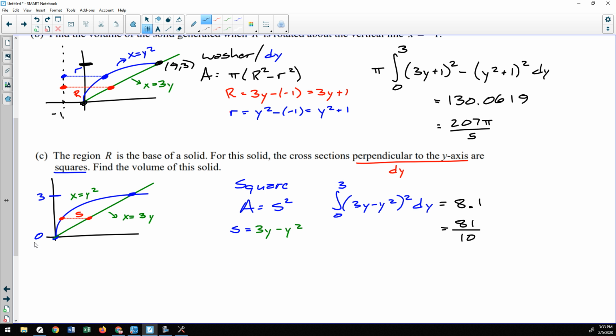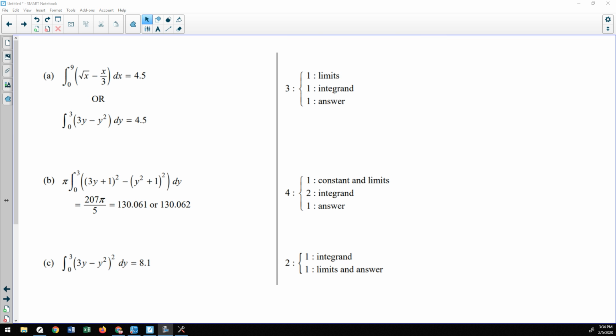As far as grading breakdown, here is how this one was graded. For question A, you got 1 point for getting the limits of integration correct. You got 1 point for getting the integrand correct. And you got 1 point for getting the correct answer. Notice there is no point for finding the antiderivative because it's a calculator question. They expect you to set it up and then put it in the calculator.